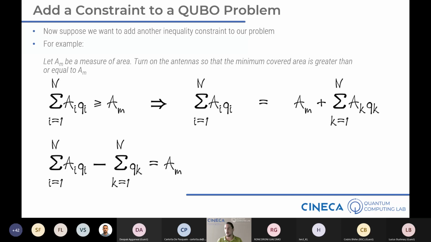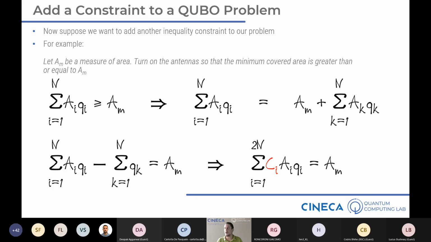Okay, this time, oh, sorry, this is an error. It has to be a k here, of course. Sorry, I'm seeing only now. Okay, so we have to merge these two summations. How can I do? Maybe this one.